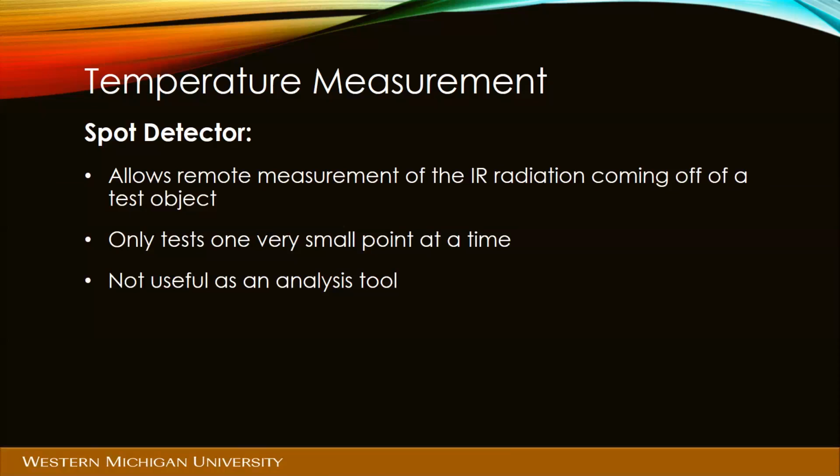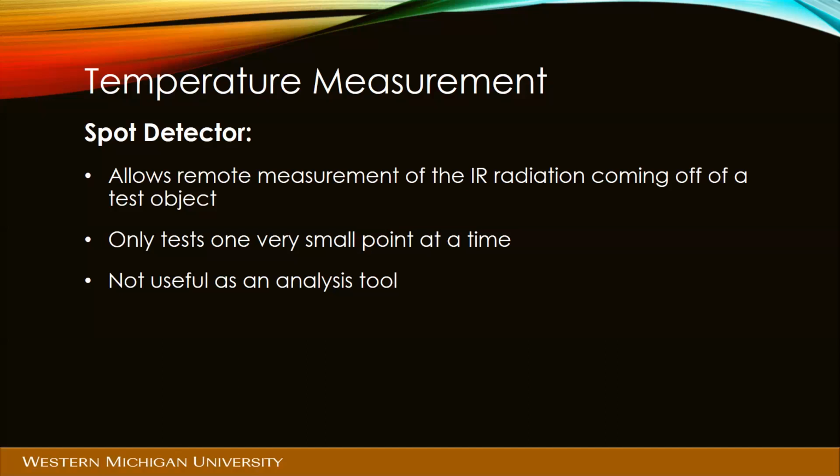Now imagine that with 5,000 or 10,000 of those all together. That's essentially what a thermal camera is. It's like having those little heat spot detectors, thousands of them, and they create a picture or a grid of temperatures. Early spot detection allowed remote measurement of IR but only tested one point at a time. For us, they're not as useful as an analysis tool.